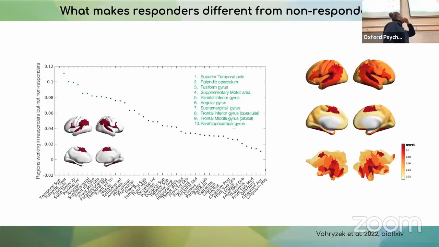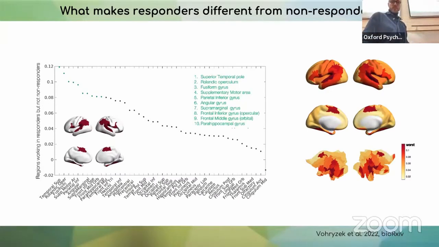And so that's what I'm showing you here, where you can rank order the brain regions that seem to work in responders to the treatment, but not in the non-responders. We see some posterior regions around the temporoparietal junction, and also quite highly ranked there are some limbic regions such as the amygdala or parahippocampus. So that's very interesting, and warrants further investigation.